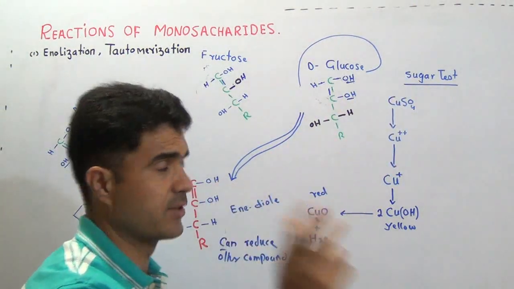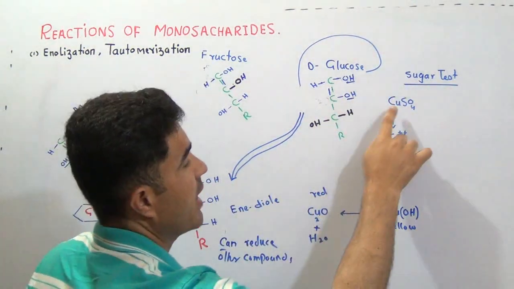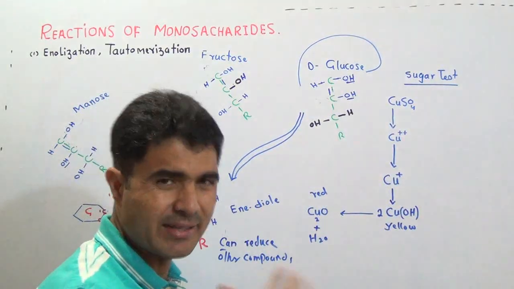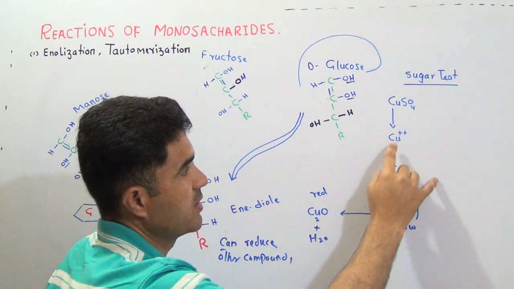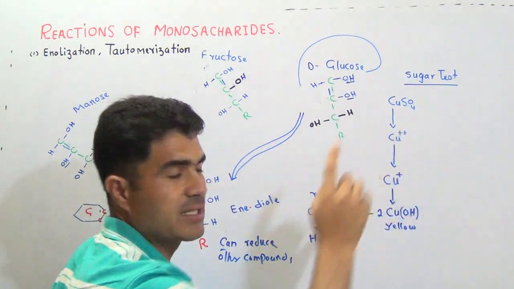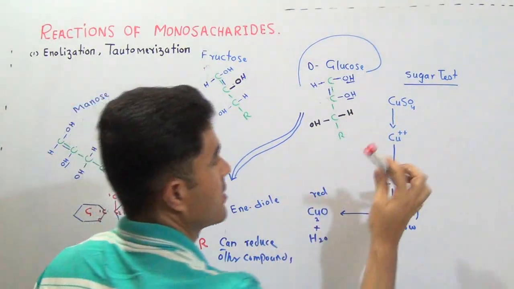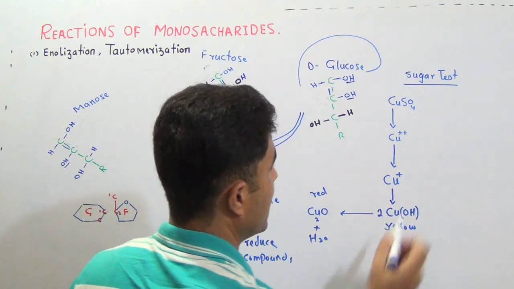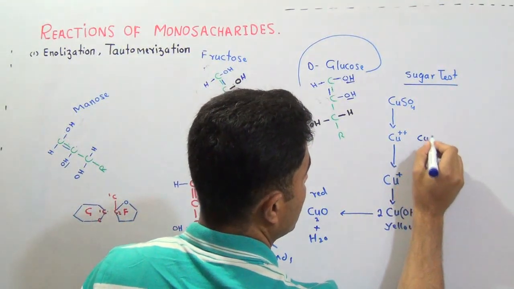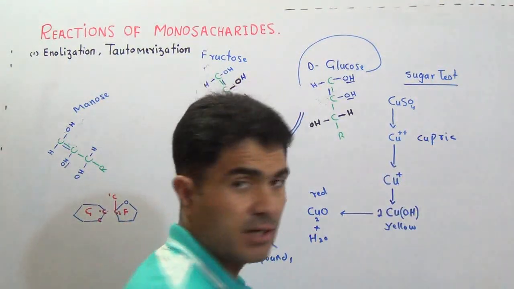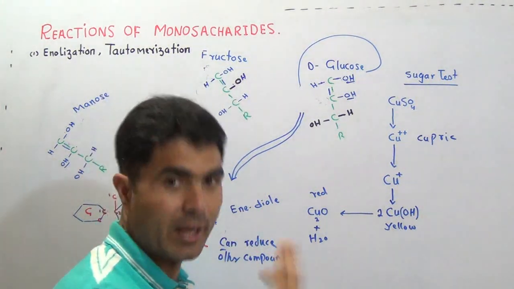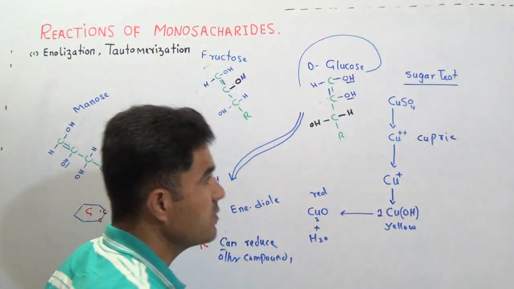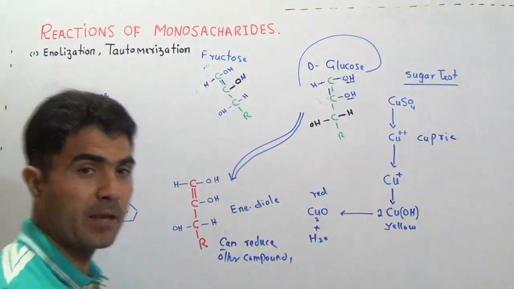Whenever you perform a laboratory test for identification, it contains copper sulfate, a green color compound. When you add copper sulfate in water, you will get the copper ion. This is called cupric. It has a double positive charge. It has lost 2 electrons. And now what will happen in the laboratory?